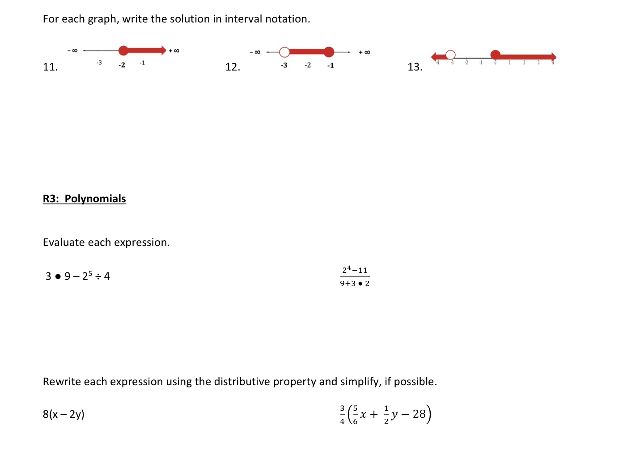For each graph, write the solution in interval notation. Okay, so remember we always need to go left to right. So in this one, I am starting at -2, but it's a closed circle, so we'll get a bracket. It's headed towards infinity on the right. And remember, infinity signs always get a parenthesis. Will you try number 12, and then we'll do 13 together. Okay, go ahead and check number 12.